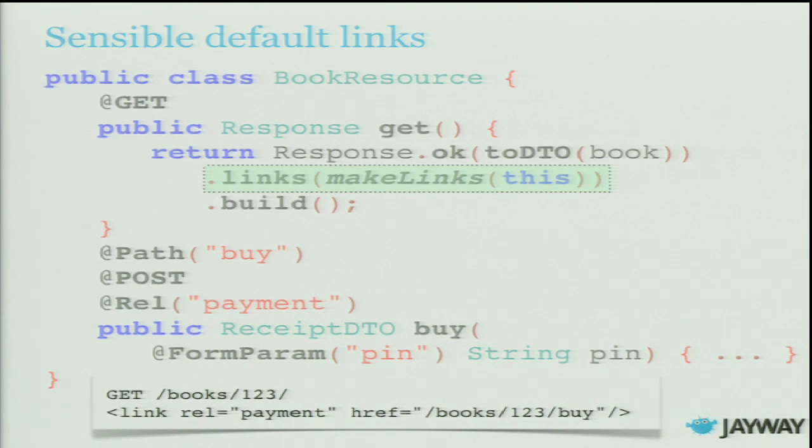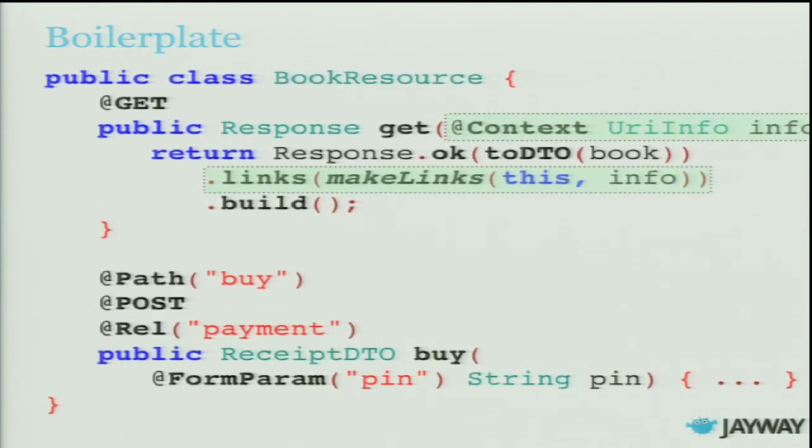However, we need to be able to construct absolute links, since JAX-RS doesn't really support relative linking very well, since the slash at the end is optional. So we need to add this as well. And suddenly, you can imagine if you have to add this to all your methods, it gets a bit messy. So we probably don't want to do that.